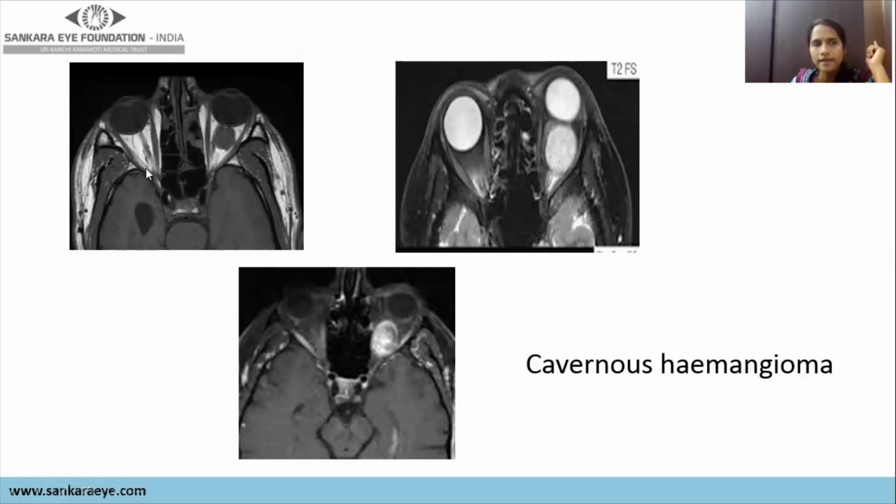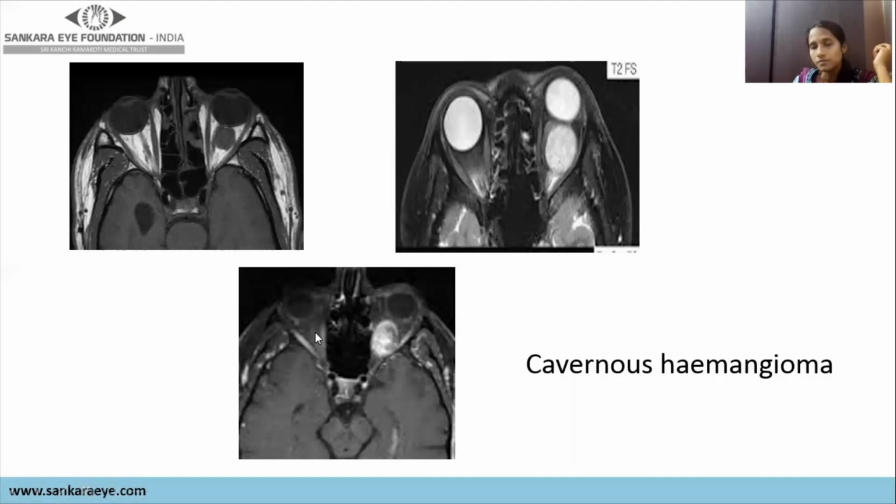So this is the axial scan, MRI orbit, T1 sequence, non-contrast image showing a well-defined iso-intense lesion. You're comparing it with the extraocular muscles. Iso-intense lesion within the intraconal space. Same lesion in a T2 image showing hyperintensity, and in a contrast. See, this is a contrast image where the muscles are taking up the contrast, but the fat details are not clear, are not seen.